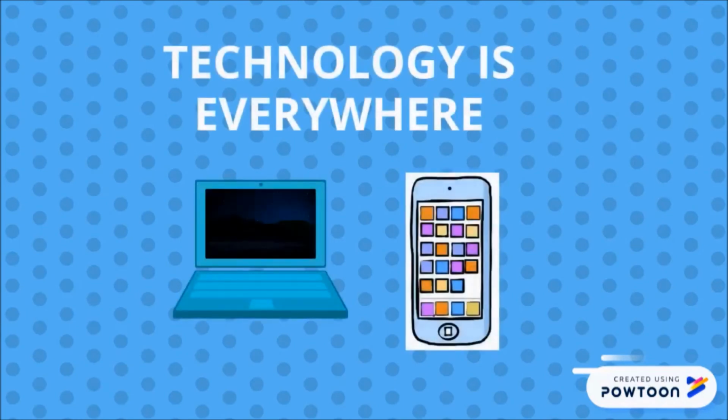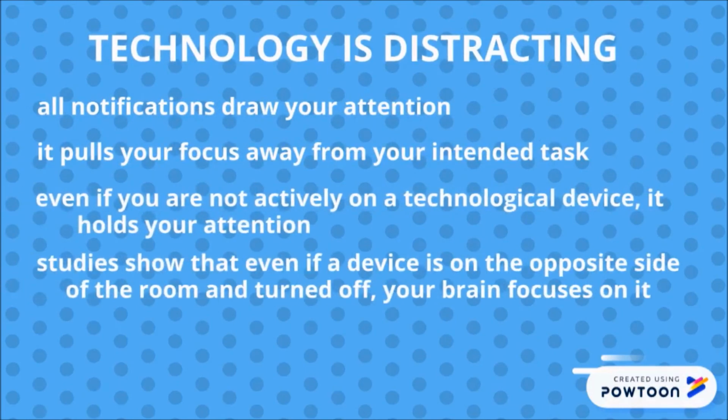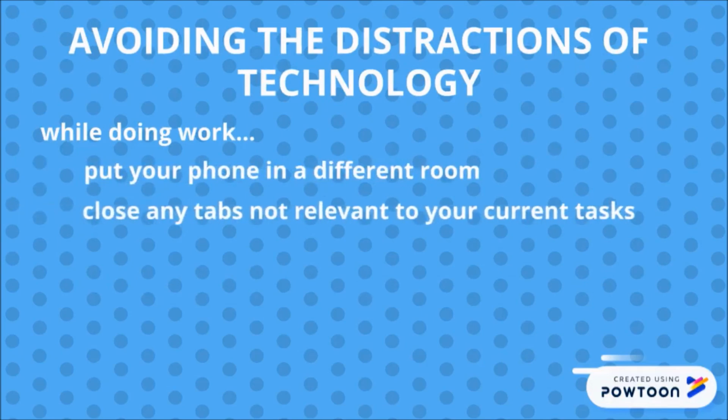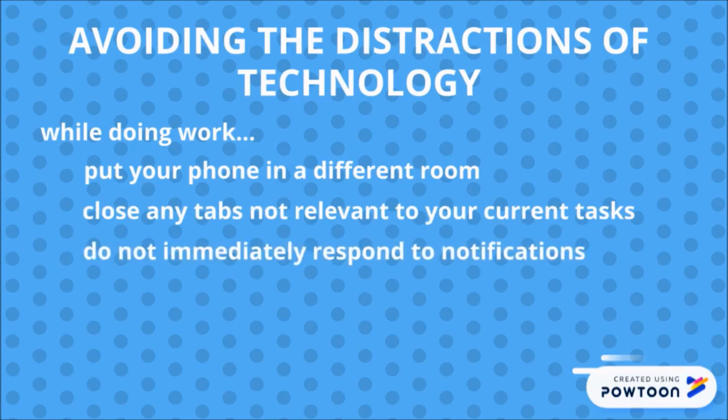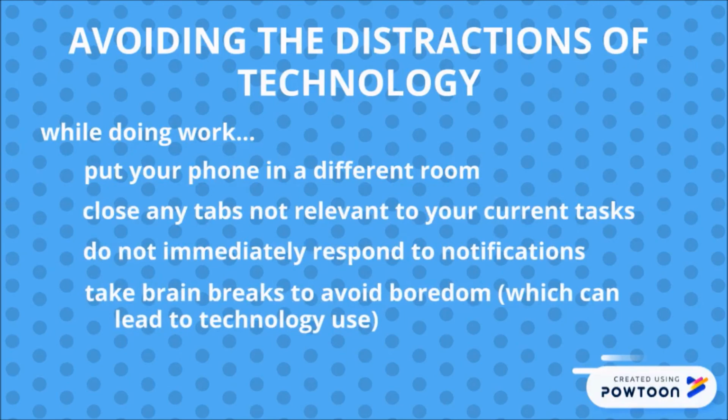Technology is everywhere and can be extremely distracting. Technology can be distracting even if you aren't actively on it or getting a notification. Just having the technological device in your room pulls your focus away from your intended task. Some tips to avoiding the distractions of technology while doing work are putting your phone in a different room, closing any tabs not relevant to your current task, not immediately responding to notifications, and take brain breaks to avoid boredom, which can lead to technology use.